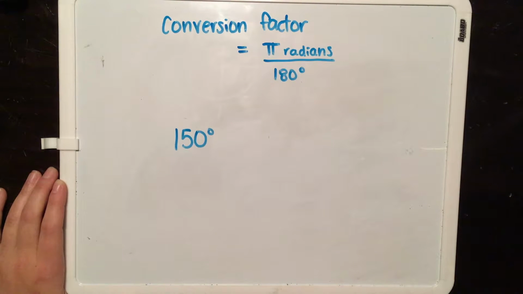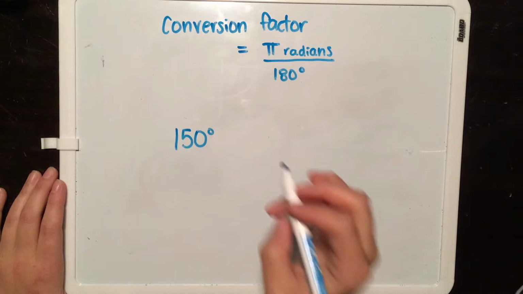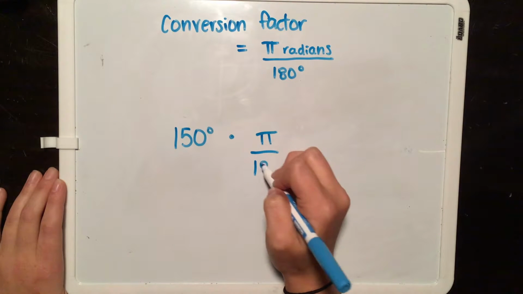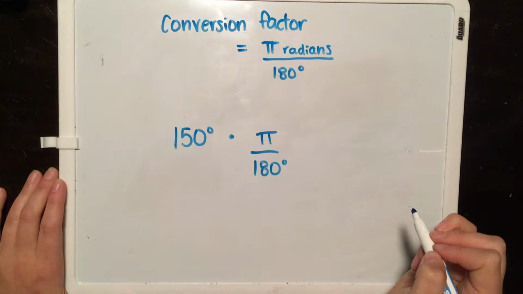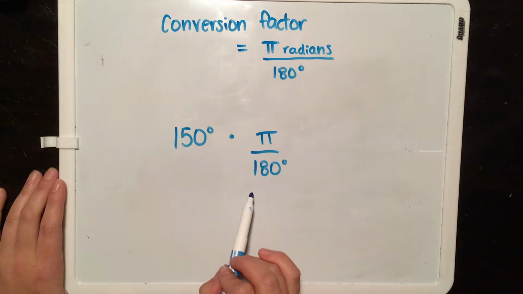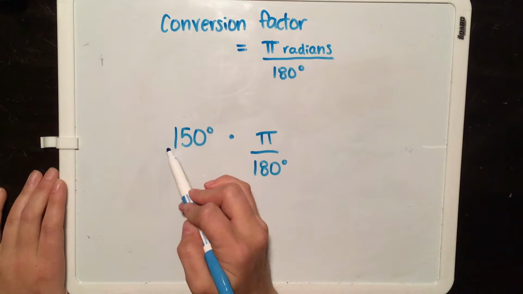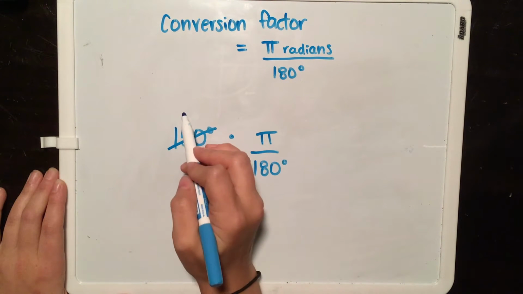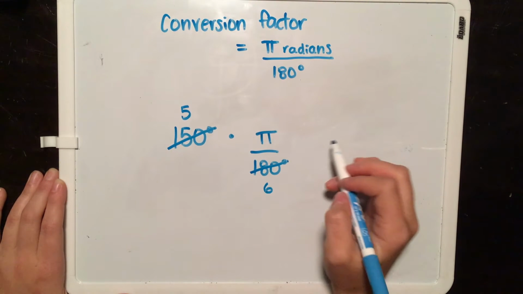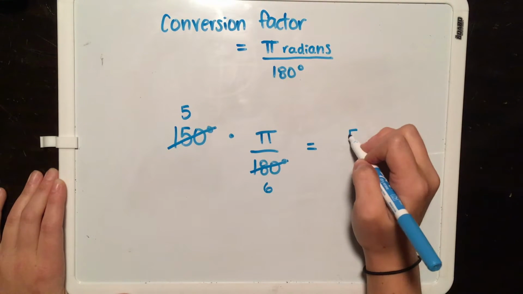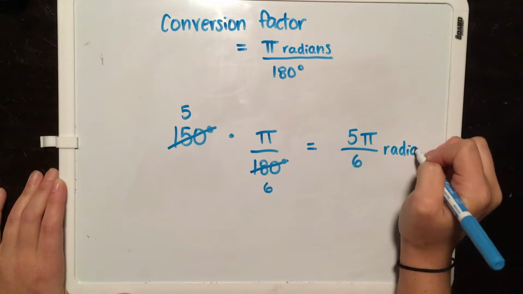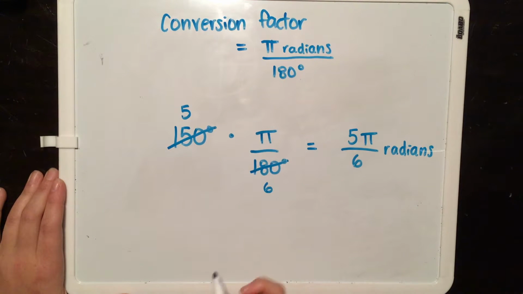Next, we're going to convert 150 degrees to radians. Multiply by the conversion factor, pi over 180, and we can reduce the 150 and the 180. Both are divisible by 30. 150 divided by 30 is 5, and 180 divided by 30 is 6. So our answer is 5 pi over 6 radians, which is equivalent to 150 degrees.